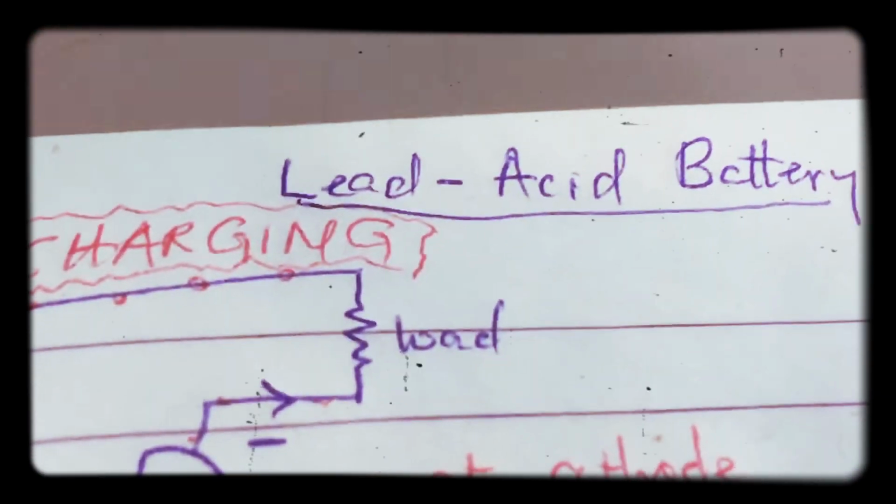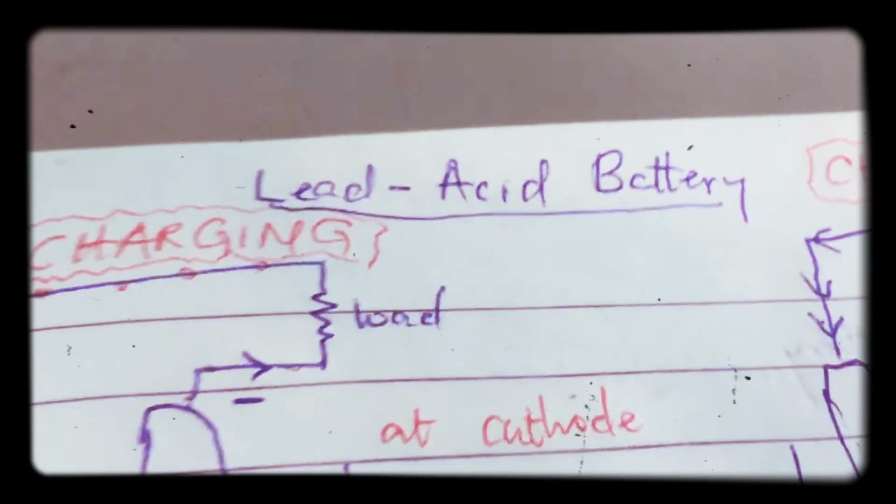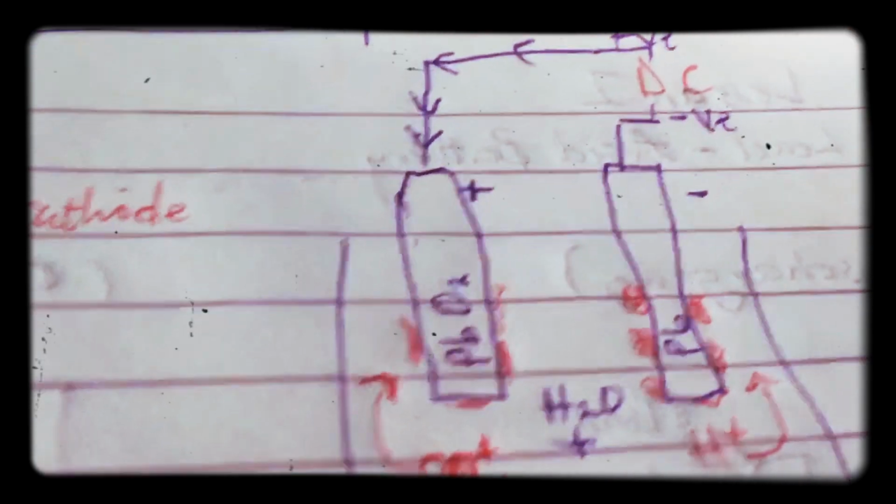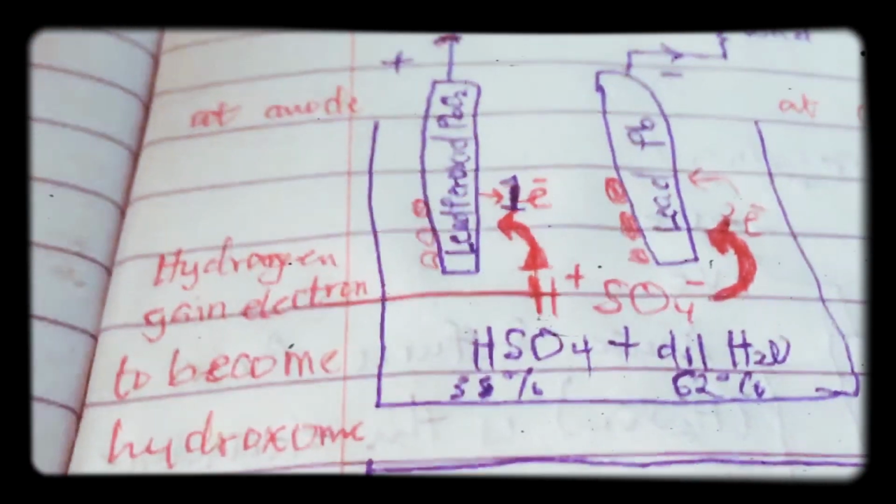Guys, today we are going to learn about the lead acid battery. It comes in two forms: the discharging of the lead acid battery and the charging of the lead acid battery. Today we are going to look at the discharging of the lead acid battery. So let's look at the definition of a lead acid battery.